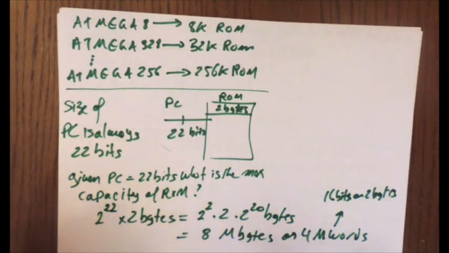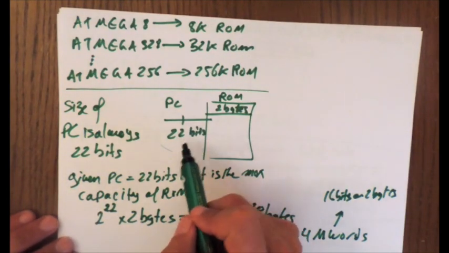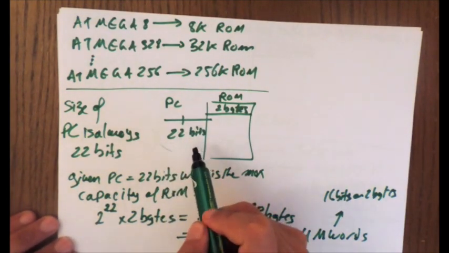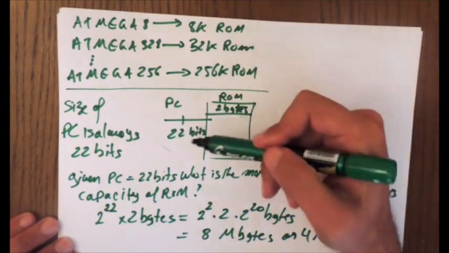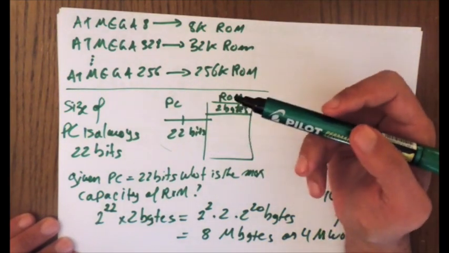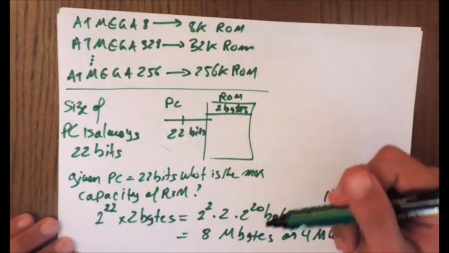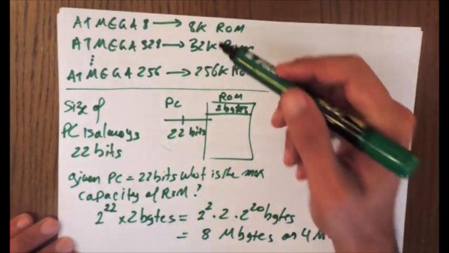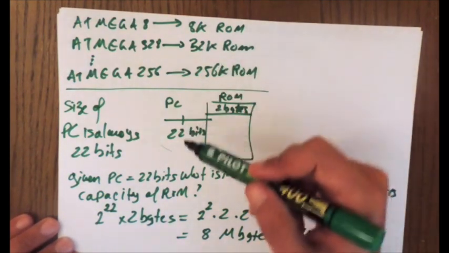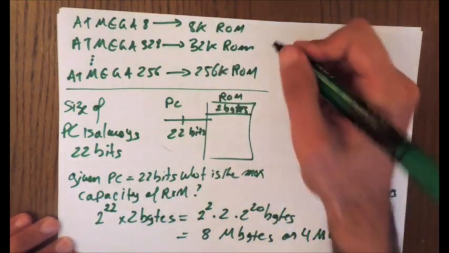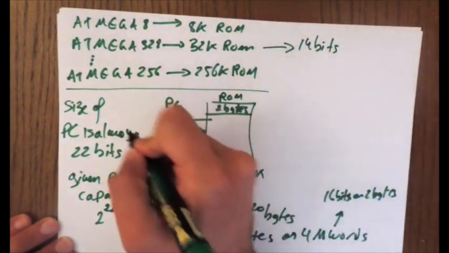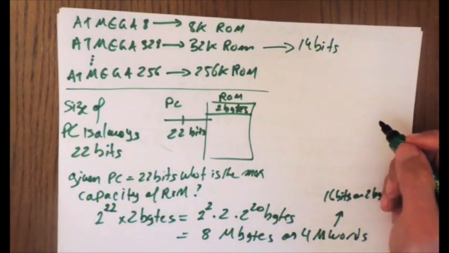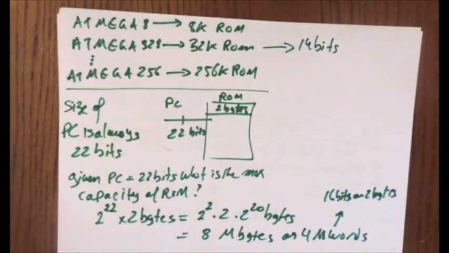So the architecture of Atmega microcontrollers has PC as 22 bits by default, even if it's 8K or 256K. So you might ask, what will we do with the other bits? They are left unused. We will see in the examples later in this lecture that for 32K we don't use the whole 22 bits, we just use 14 bits. So the rest are zeros, and we don't care about them because they will not be accessed.